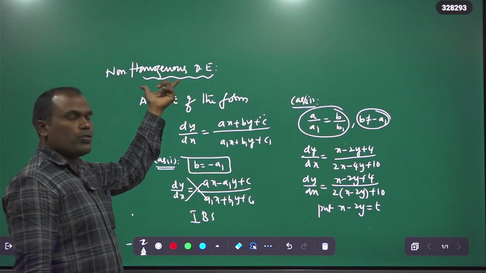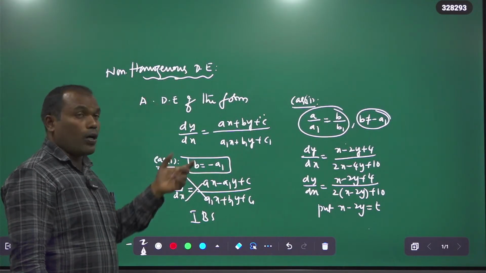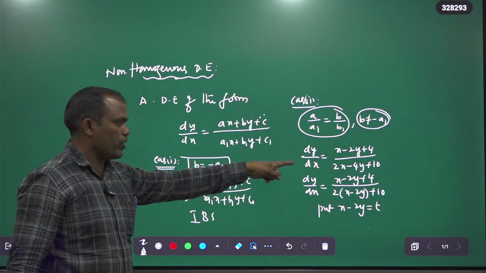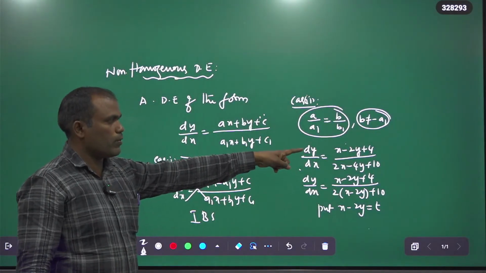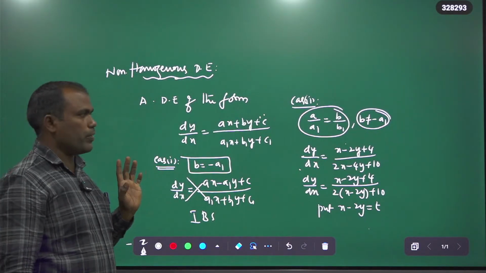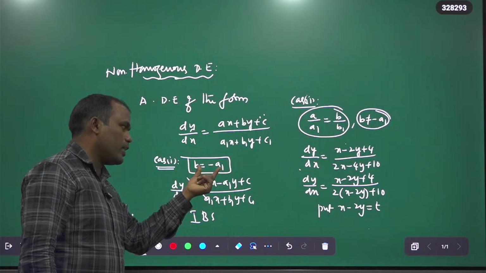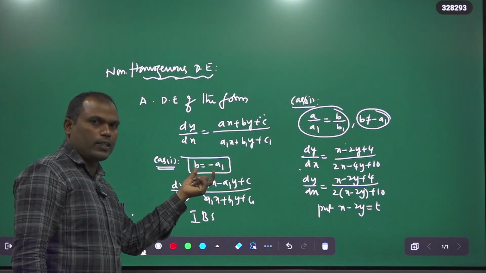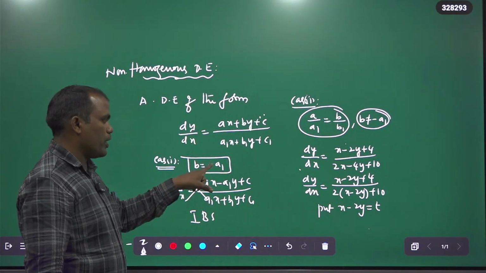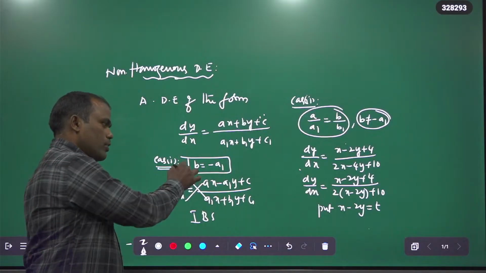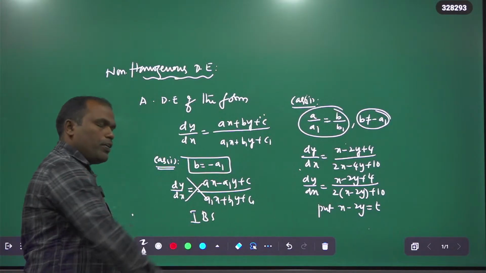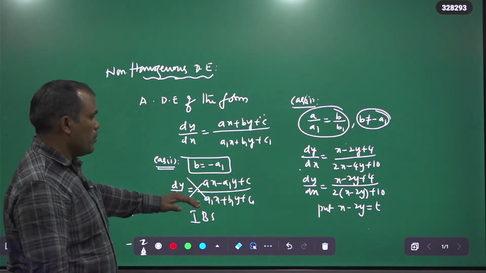Whenever a non-homogeneous equation is given, first, how can you identify it? With the constants. For example, dy by dx equal to (x minus 2y plus 4) by (2x minus 4y plus 10) is given. If you are getting b equal to minus a1, then you can substitute a1 in place of b, then simplify, then just cross multiply. In case 1, we should do only cross multiplication. Then we should apply integration on both sides of each and every term.